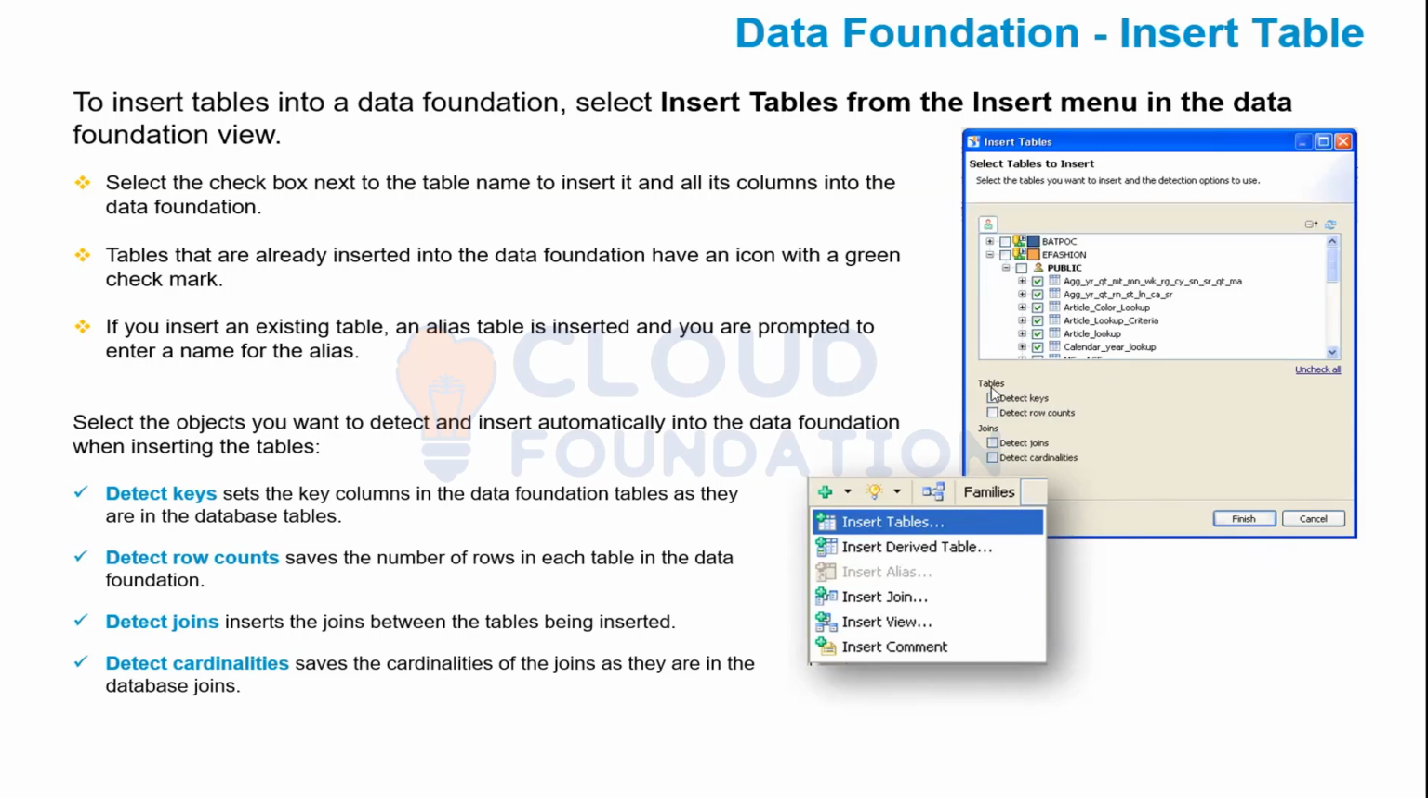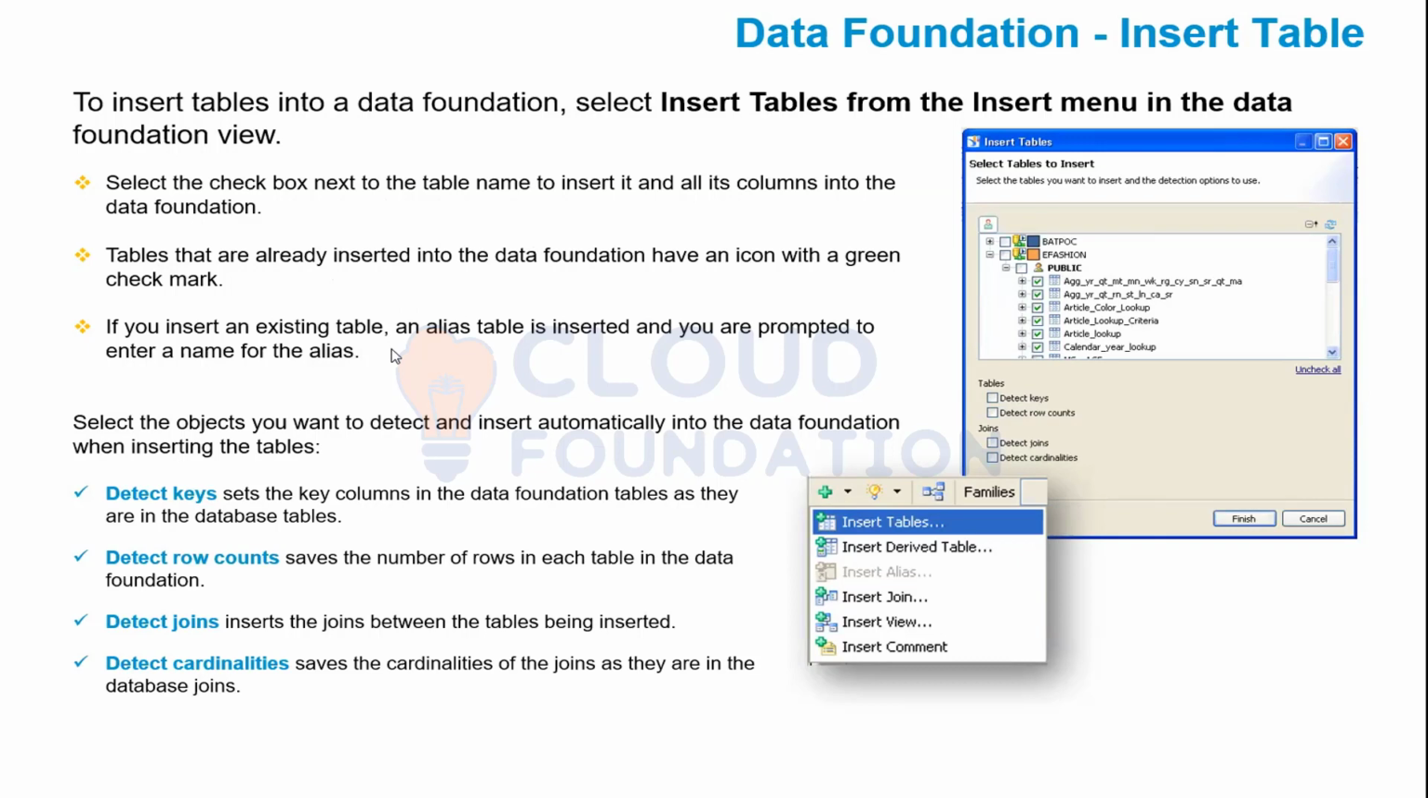Here only, in the tables, we can detect keys, detect row counts, detect joins and detect cardinalities. Everything will come automatically by the tool. The same points are mentioned here: select the checkbox next to the table name to insert it and all its columns into the data foundation. Tables that are already inserted into the data foundation have an icon with a green check mark. If there are already existing tables in the data foundation, they will be checked with a green mark.